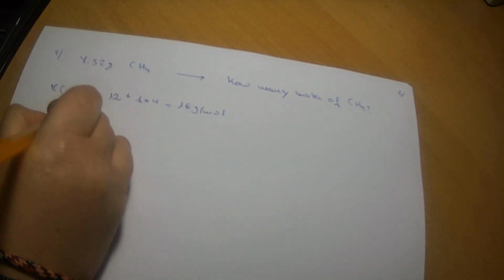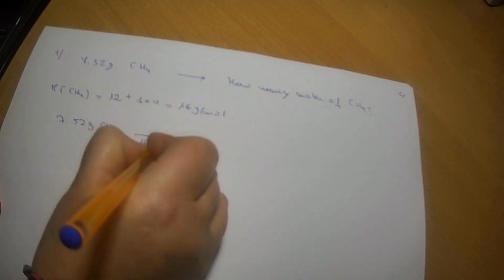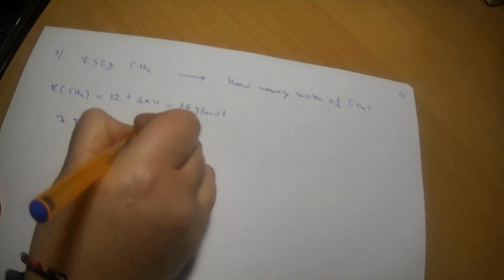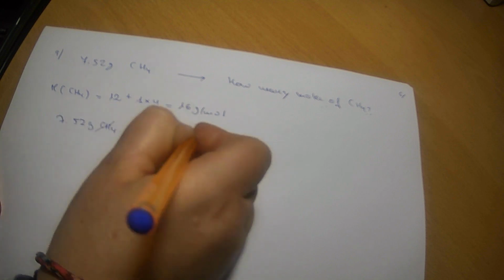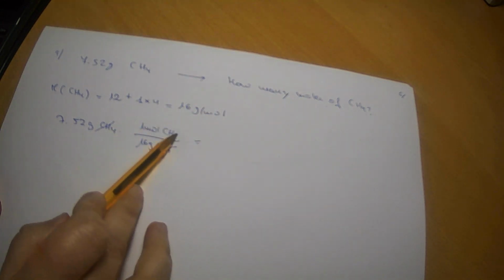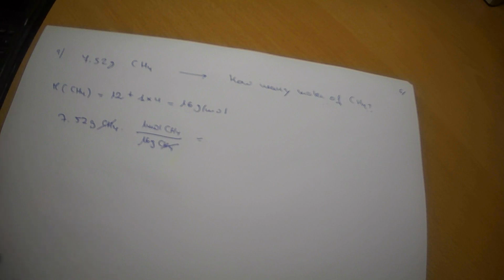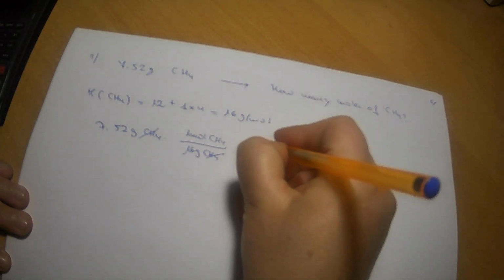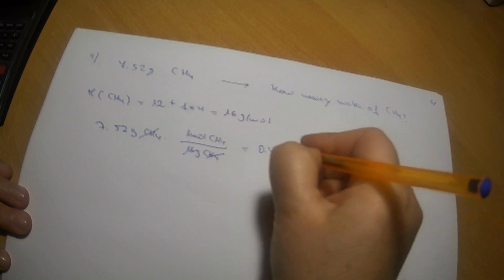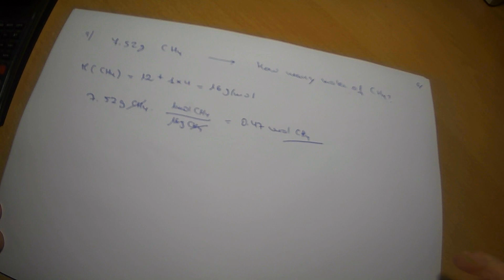Then I have 7.52 grams of methane and 16 grams of methane is the same as 1 mole of methane. Easy now, because the question, remember, is how many moles of methane, and here you already have moles of methane. Then you have to divide 7.52 divided by 16 grams, and you obtain 0.47 moles of methane.